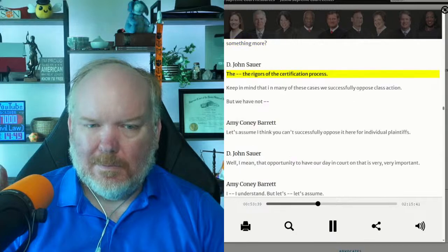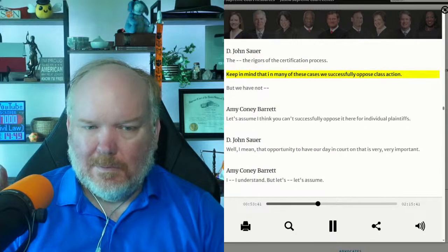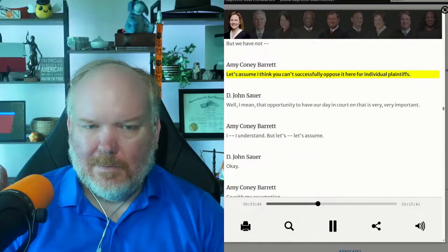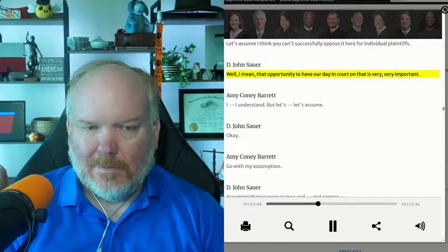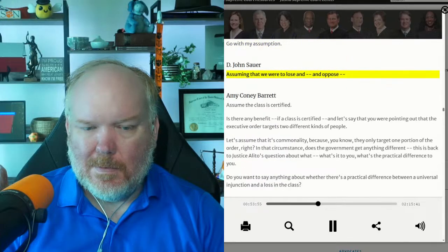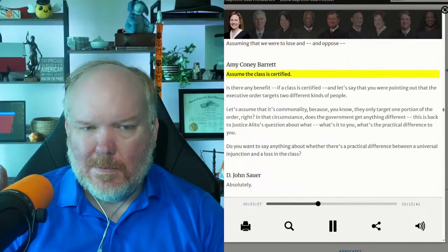The rigors of the certification process. Keep in mind that in many of these cases, we successfully oppose class action. Let's assume I think you can't successfully oppose it here for individual plaintiffs. Well, that opportunity to have our day in court on that is very, very important. I understand, but let's assume, go with my assumption, that we were to lose and the class is certified.